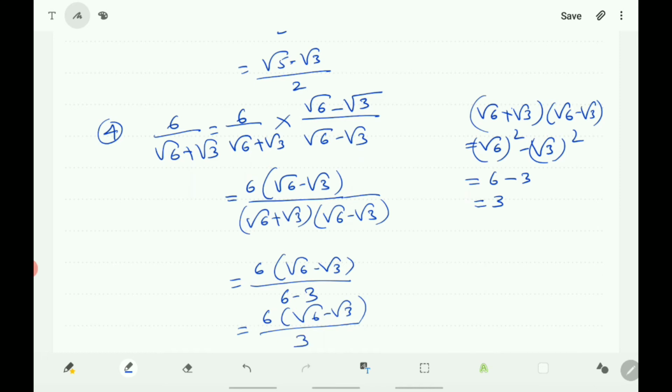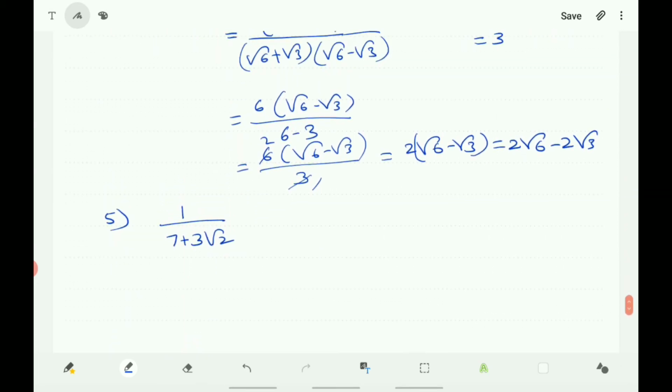So it is 3 1s the 3, 3 2s the 6, so you got 2 into root 6 minus root 3, that also is equals to 2 root 6 minus 2 root 3. Here 2 into root 6 is 2 root 6, 2 into root 3 is 2 root 3.